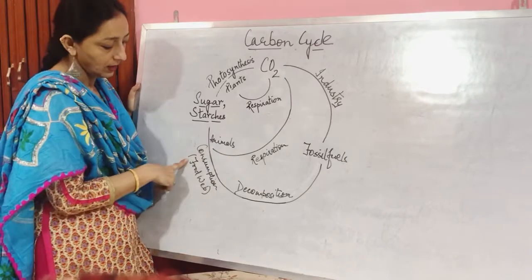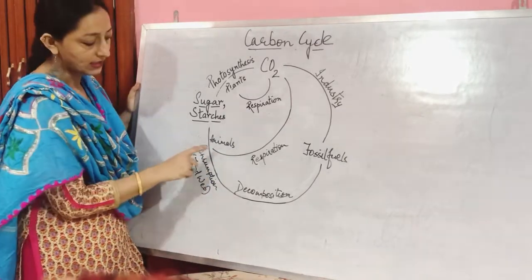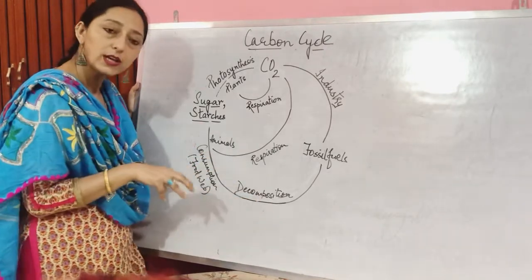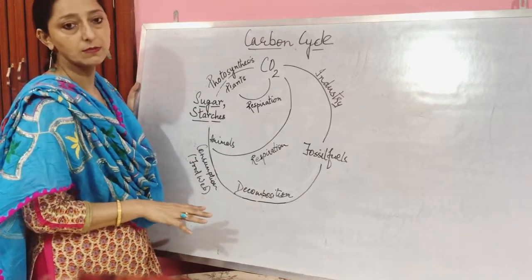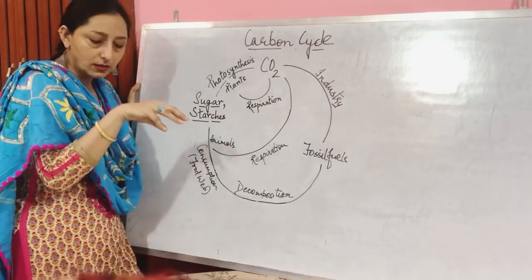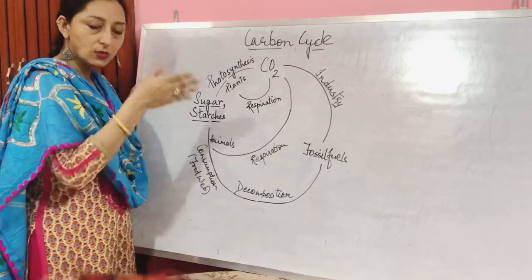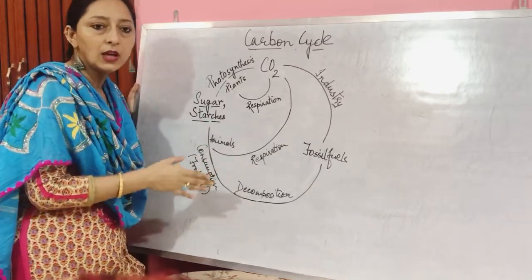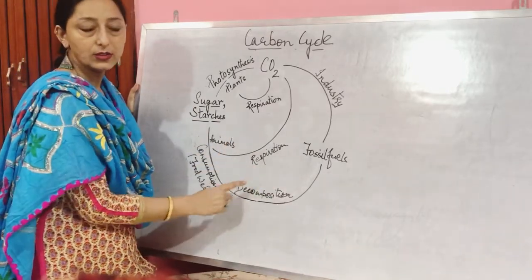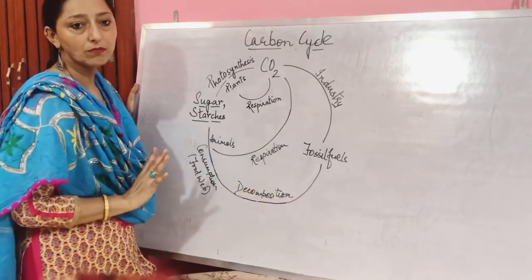Then what happens when these plants and animals die? When these plants and animals die, they decompose. How are they decomposed? By the action of microorganisms such as bacteria and fungi. This process of decomposition breaks down the organic matter. When this organic matter is broken down, carbon dioxide is released into the soil.